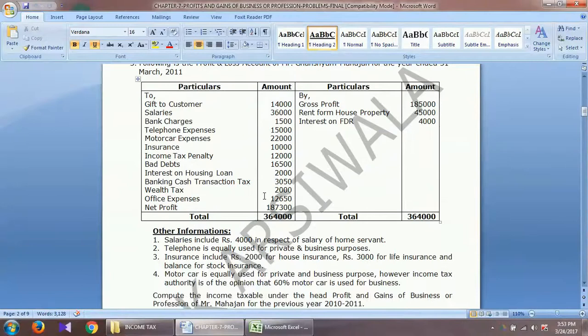Now, before we go on solving this problem, as always, let us first mark out the adjustments. Salaries include 4,000 in respect of salaries to home servant. So I will highlight salaries. Telephone expenses will be the second item to highlight. Insurance will be the next item. And motor car will also be highlighted. Motor car expenses.